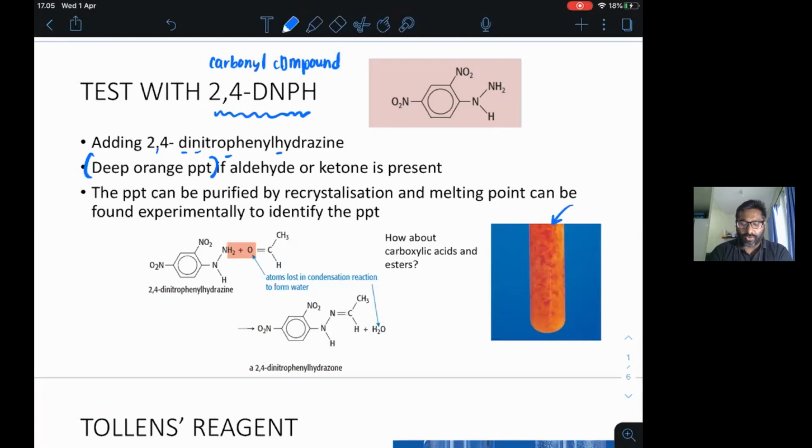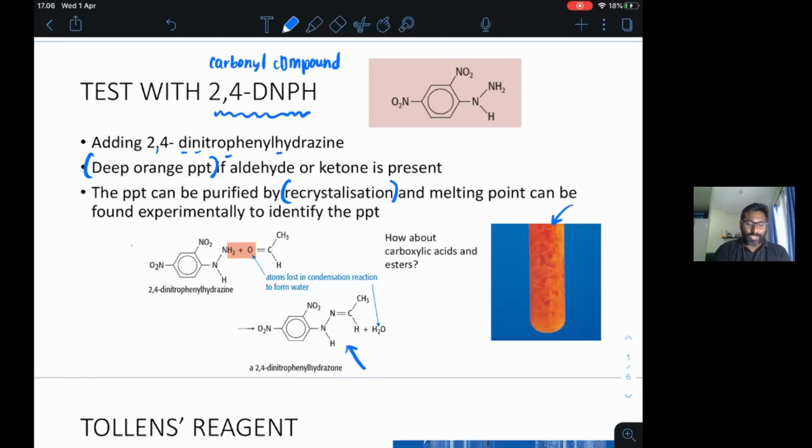Now this precipitate can be changed into crystals, which will give you the deep orange crystal. We can identify which product this crystal belongs to by identifying the melting point. This melting point can be found experimentally. But what I want you to know now is that 2,4-DNPH is used to identify carbonyl compounds, and the positive test is a deep orange precipitate.